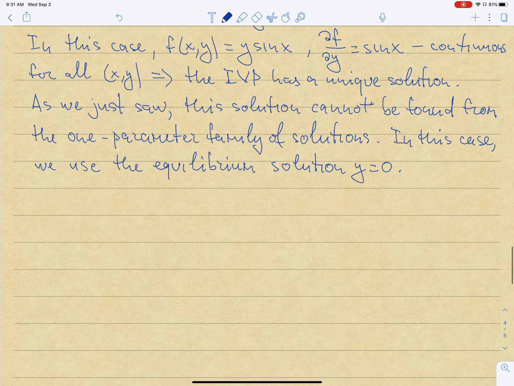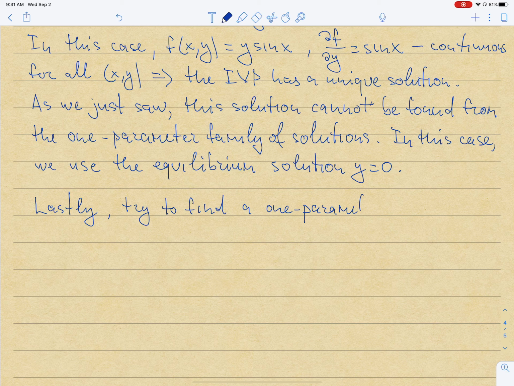Okay, let's do the last thing. So lastly, we're going to try to find a one parameter family of explicit solutions.